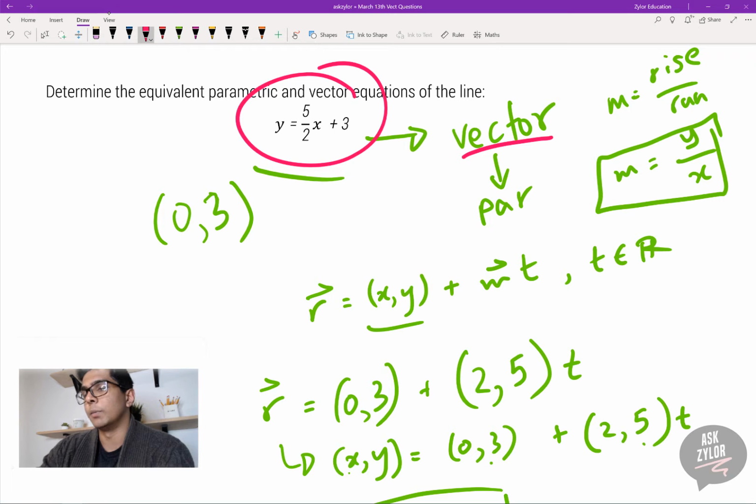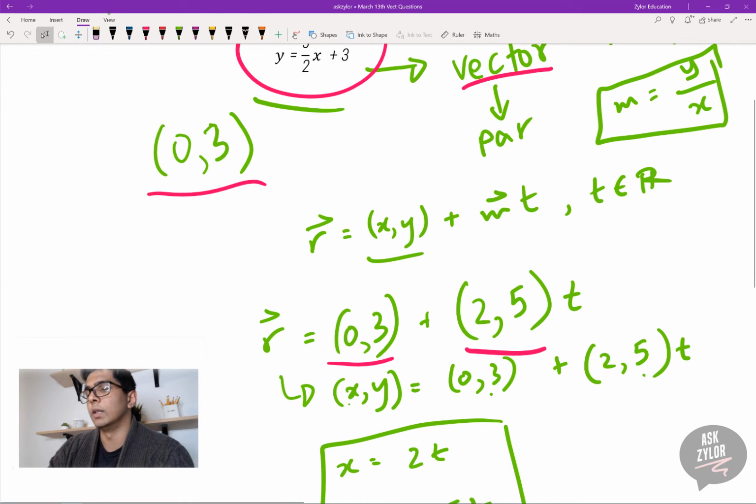So I decided to find my vector equation first by finding what the slope is. My slope is 5 over 2, and that translates to my direction vector, because I know slope is rise over run. My rise is given by my y values, and my run is given by my x values. So that gave me my direction vector (2, 5). Then I had to pick a point on the line, so I picked the y-intercept, because that's an easy point I can always use. So I found (0, 3) to be a point on the line.